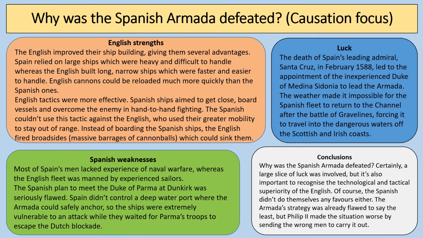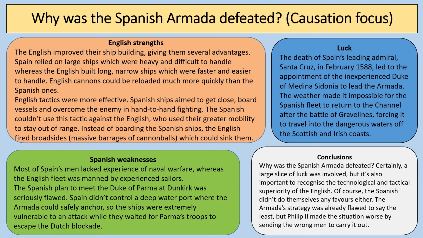So if you get a causation focus on why the Spanish Armada was defeated, clearly the English strengths are absolutely crucial. Their superior shipbuilding, the manoeuvrability of their ships, the long-range guns and weapons they had, the tactics they were able to use, the firing of the broadsides. These are all great English strengths.